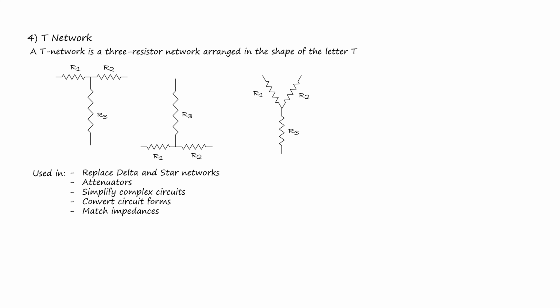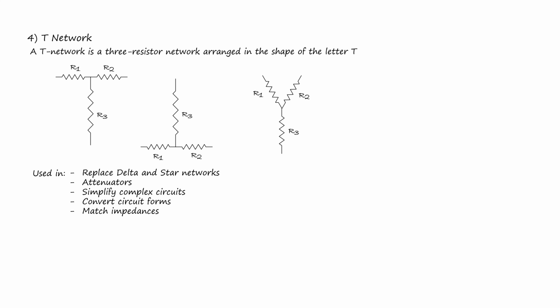For example, impedance matching is used between an amplifier and the speaker, or in antenna circuits. The T network is also used in network conversion formulas, which help convert delta networks or Y networks into equivalent forms.